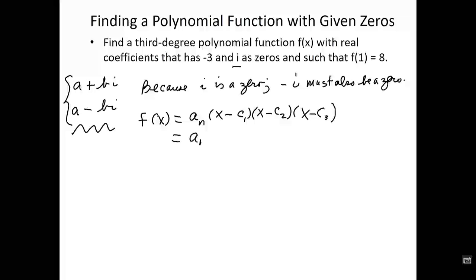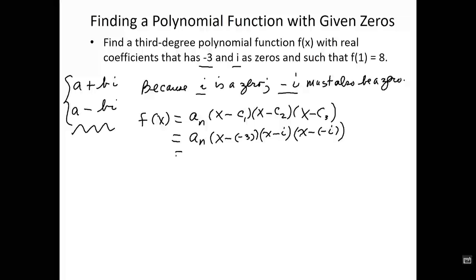Therefore, we have a sub n times x minus c1. So the first zero is -3, so that's x minus (-3) times x minus c sub 2. Well, the next zero is i, so we have x minus i as a factor times x minus c sub 3. The other zero is -i, so we have x minus (-i).